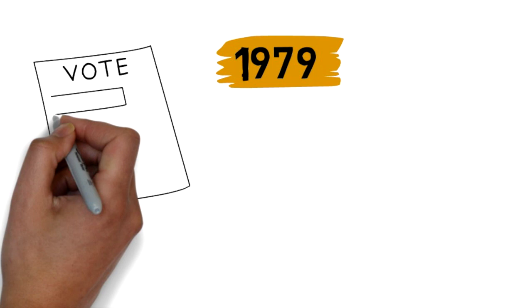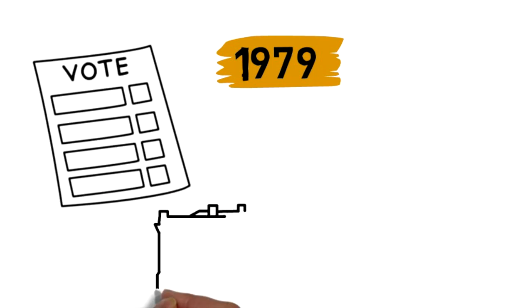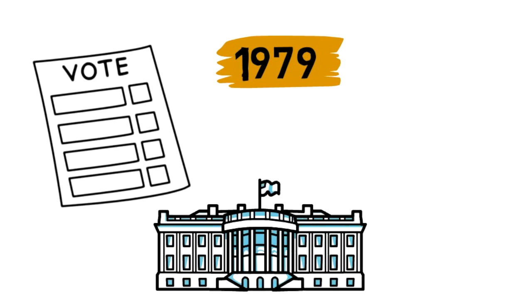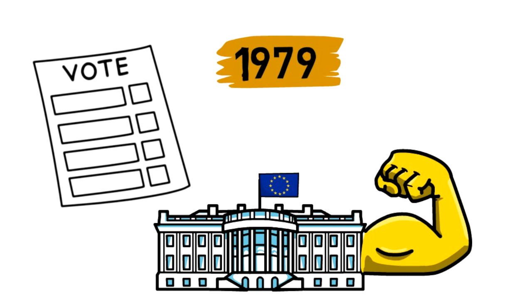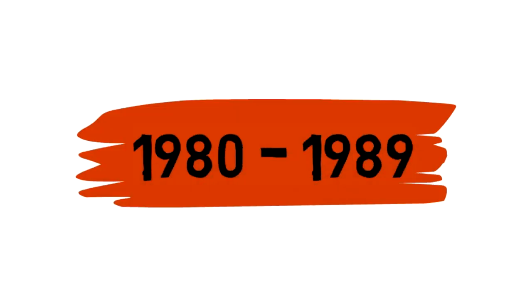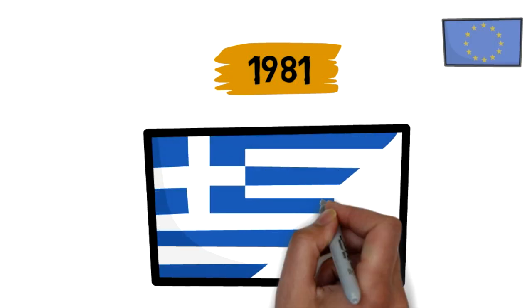1979 brought the first European Parliament elections. The citizens elected the parliament directly, thereby giving it more influence. In 1981, Greece became the 10th member of the EEC. As the community grew, it evolved.